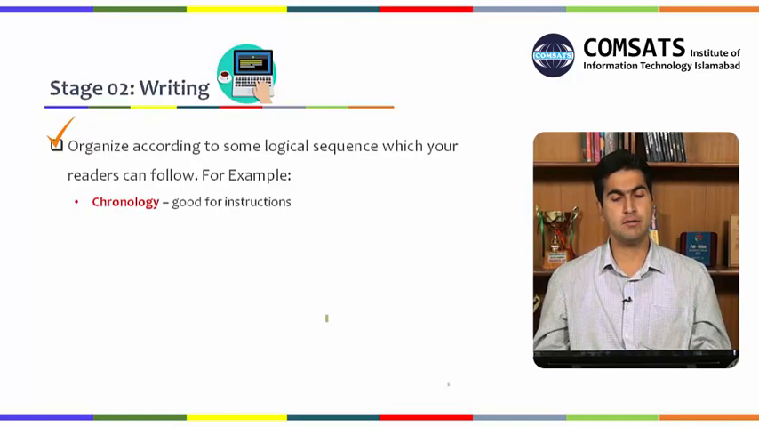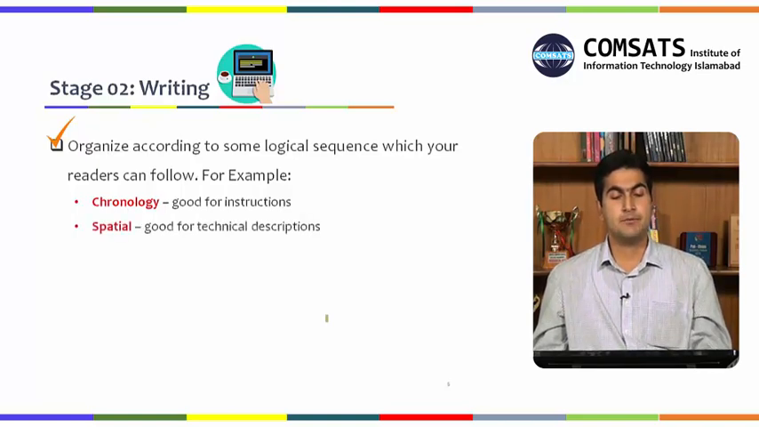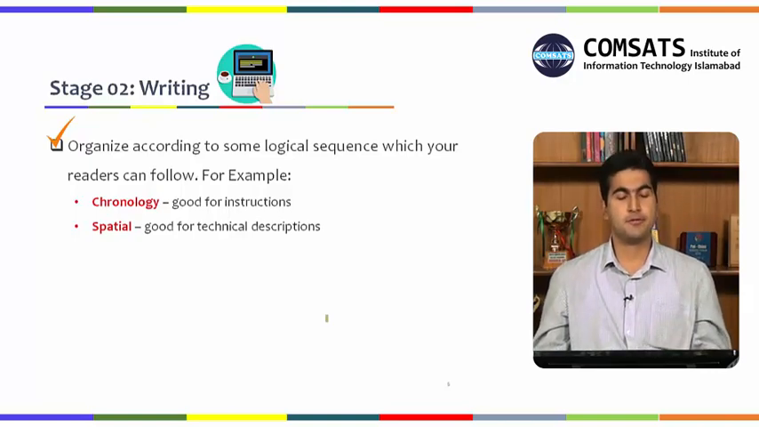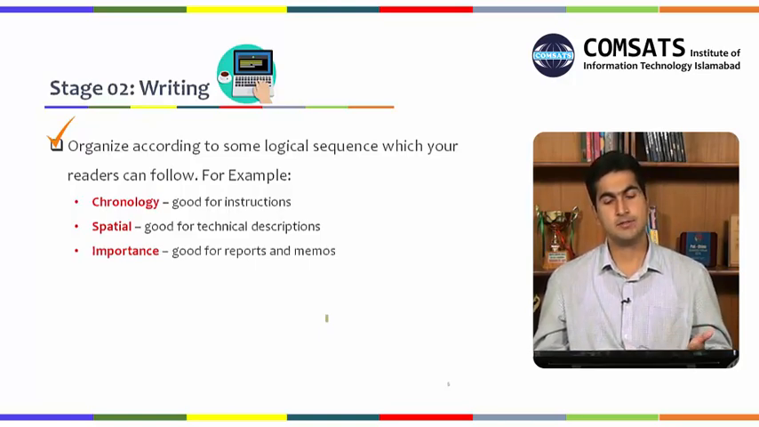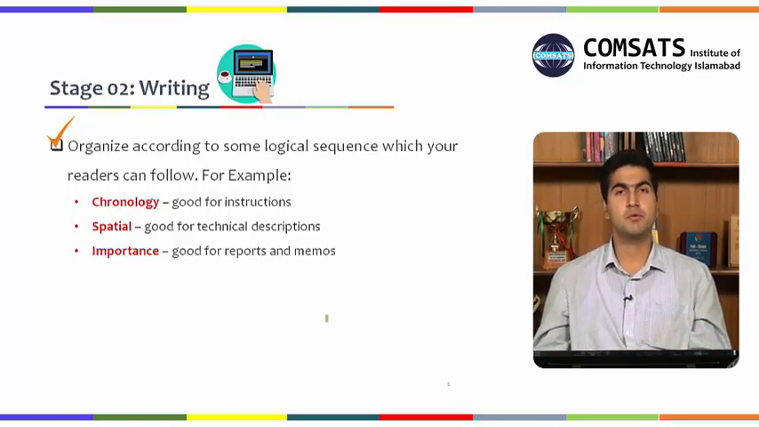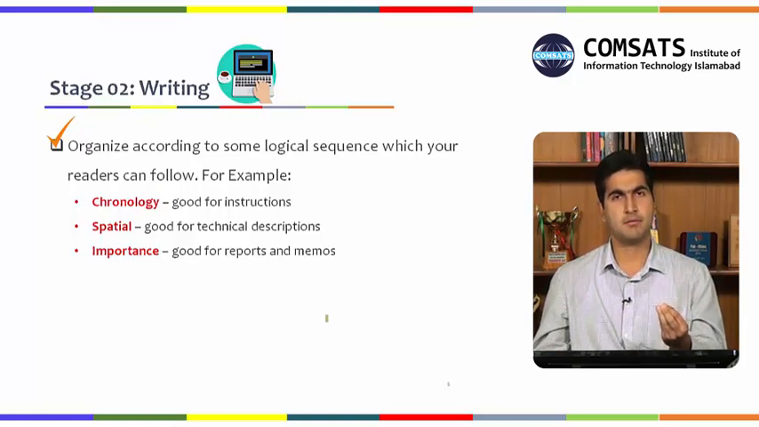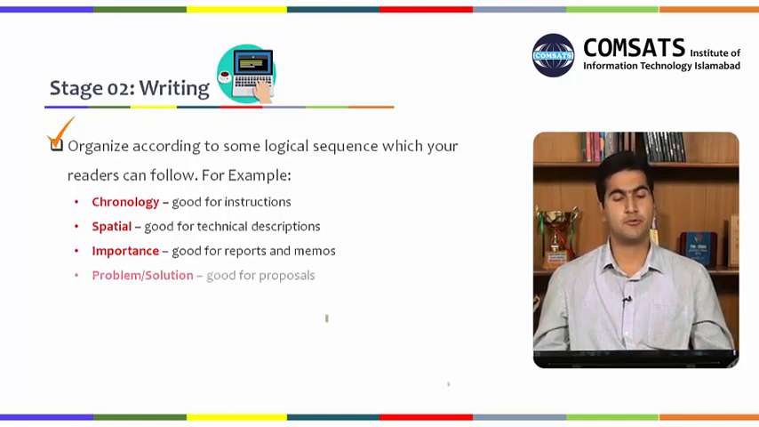Looking at this chronological form of writing, it's basically good for instructions. We have this spatial form of writing, which is good for technical descriptions. Then we have writing for importance. You have to highlight something, so it's basically used for reports and memos. As we have studied as well, we have a subject matter and then we have to highlight its importance. So that is why this form of writing is used in reports and memos.